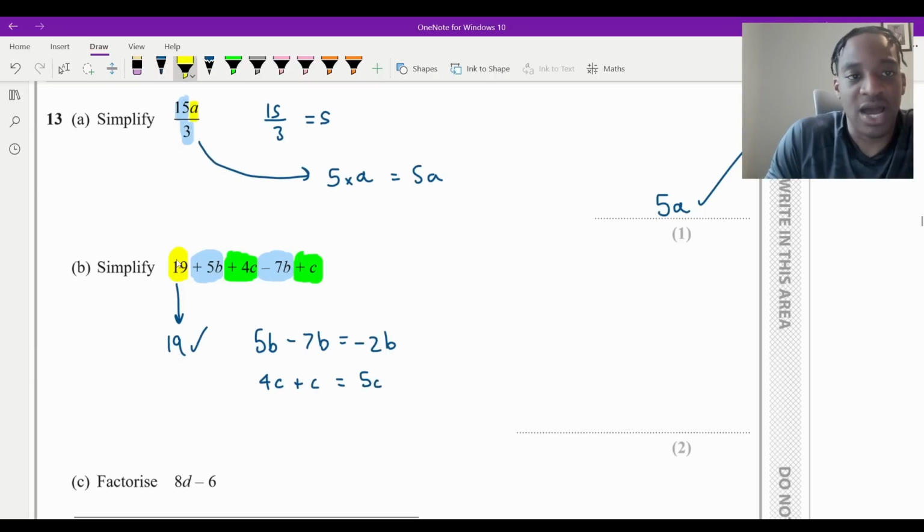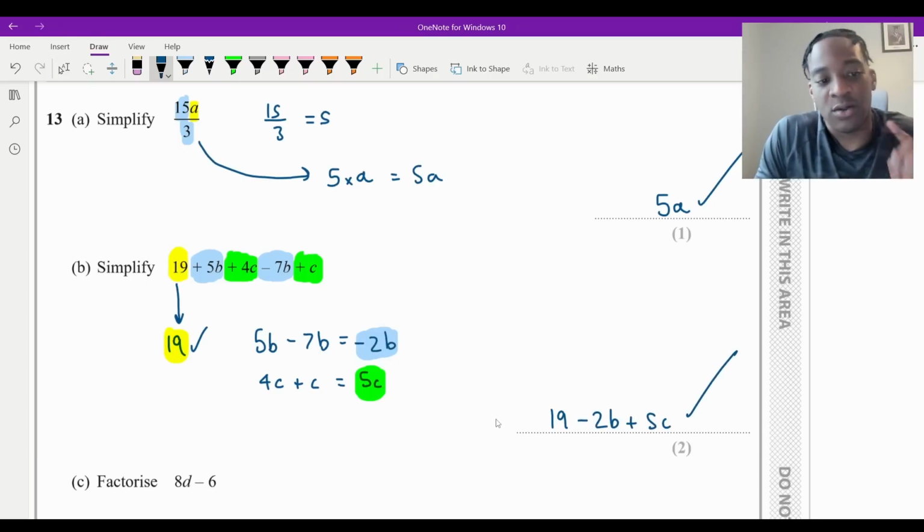So all of these here, I'll highlight them again. So I've got 19. I've got minus 2b. And I've got 5c. This is going to be our final answer. We're going to just bring these all together in one line. So it's going to be 19, take 2b plus 5c. That is our answer. Now that's done.